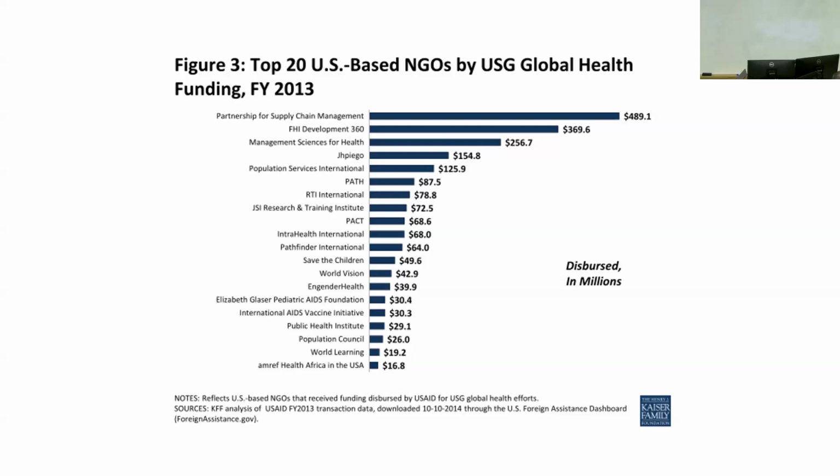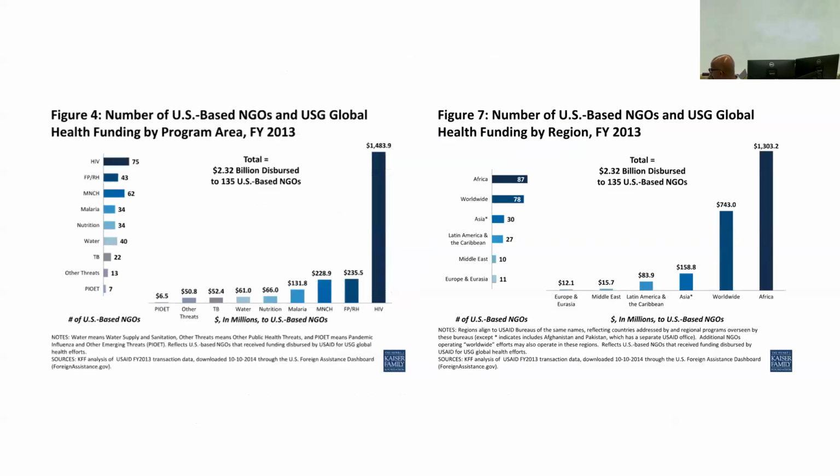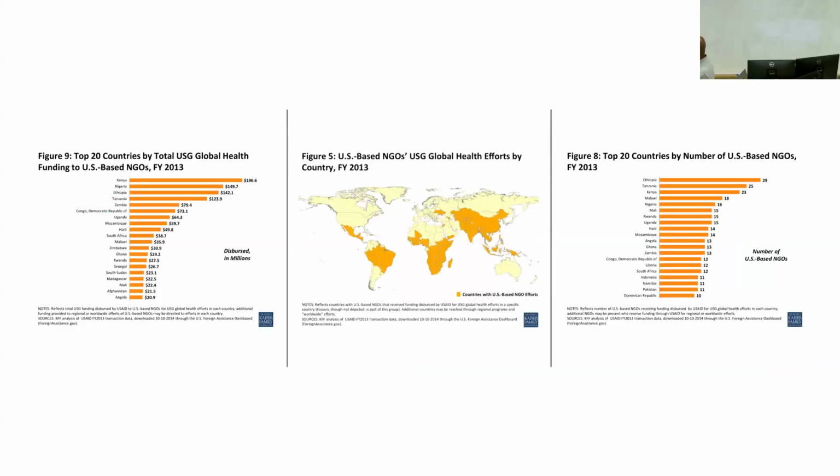I want to be very clear. There is room for criticizing how this money is spent, and there certainly are some inefficiencies. Where does the money go? Again, what we saw generally before: Africa, primarily HIV/AIDS. Again, where does it go? You can see the countries.